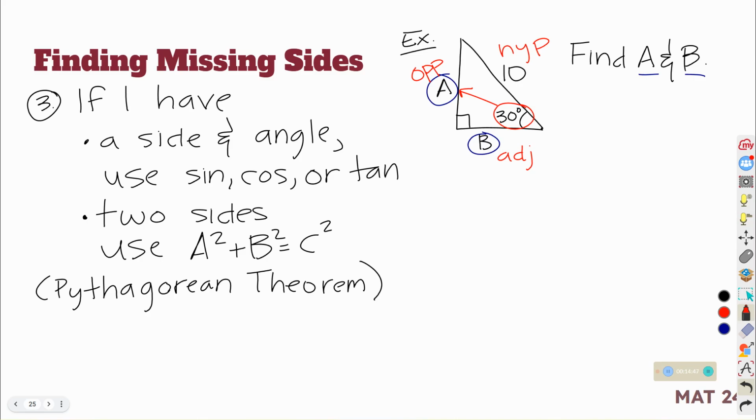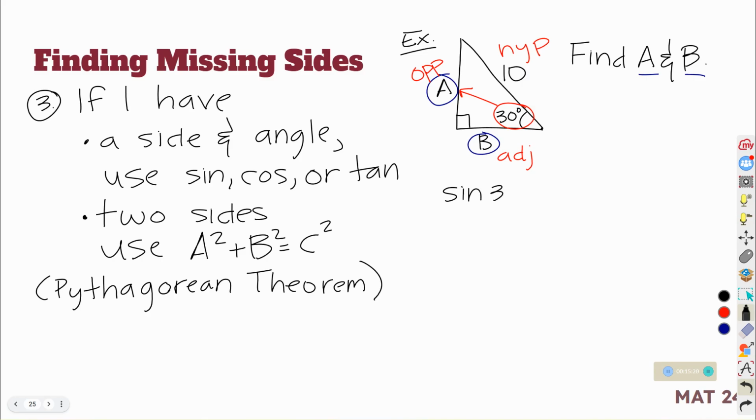Looking at SOHCAHTOA, sine is going to be a over 10. So I could find a first. Cosine is going to be b over 10. Could do cosine first. Tangent is opposite over adjacent, a over b. Is that helpful right now? No, because that's going to be two things I don't know. So let's start with sine. We'll do SOHCAHTOA in order. I like that. So we'll start with sine first. We're going to set up our sine function.